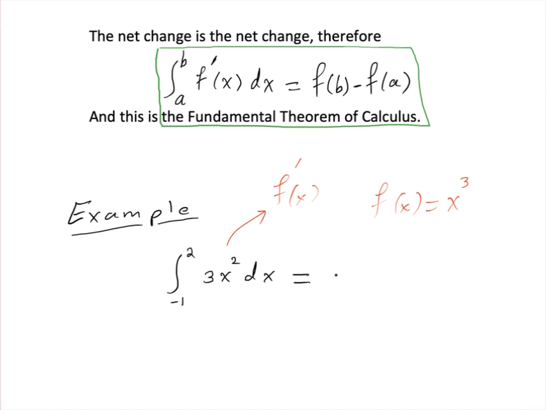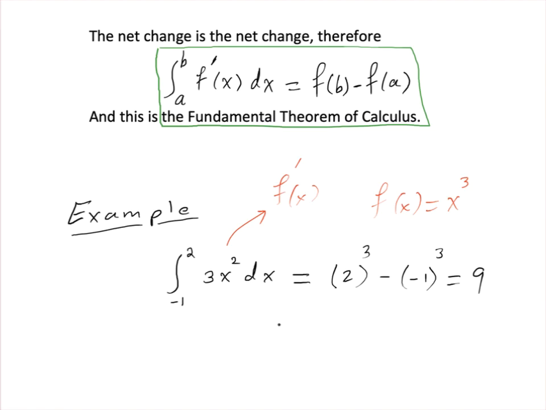So this would be 2 to the power 3, so x is replaced by 2, minus -1 raised to the third power. And when you simplify, this is 8, and -1 to the third is -1, with the minus, it becomes +1, so I think you get 9.